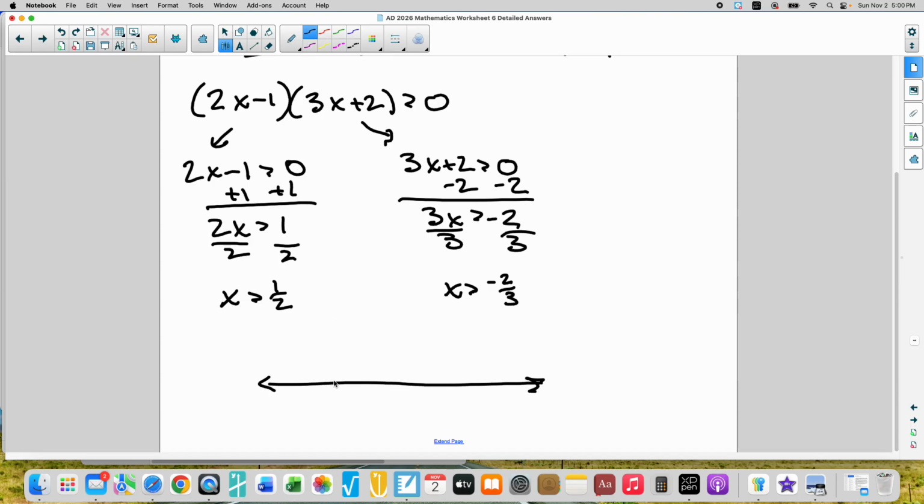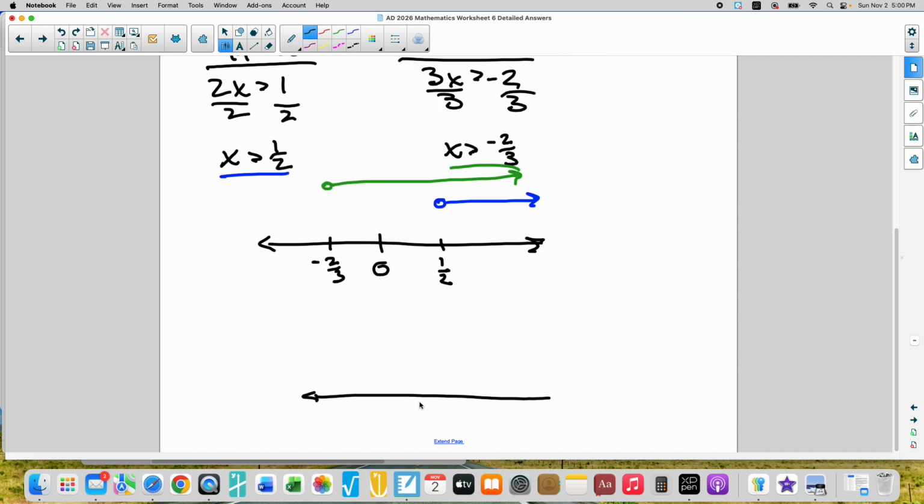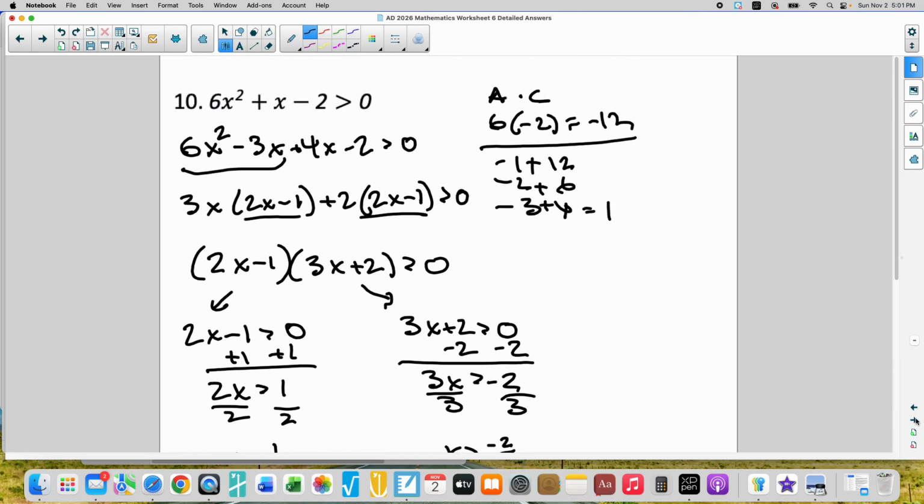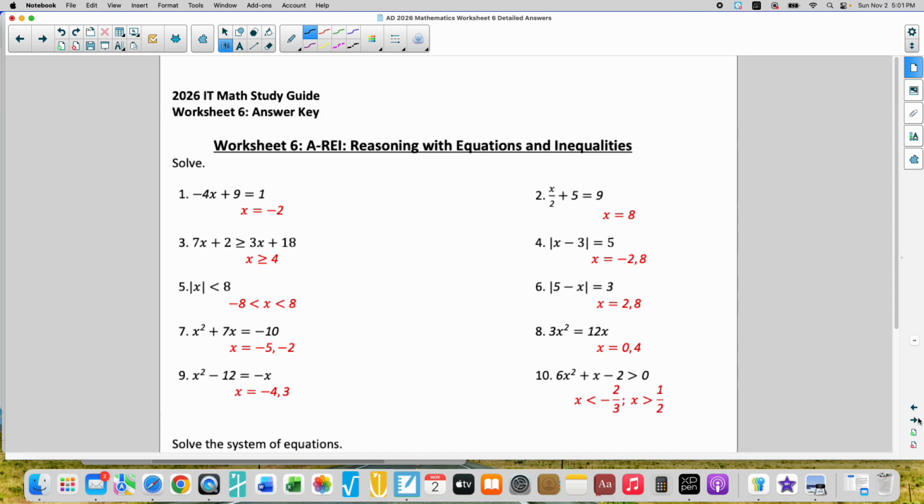Let's do negative 2/3, 0, 1/2. We'll do this in blue. Open circle going that way. We'll do this in green. Open circle going that way. So I think it is an or. Yeah, I think it's an or. So I think the solution is going to be this. Negative 2/3, open circle going this way. What number is this? This is number 10. So let's see. Solution for 10.